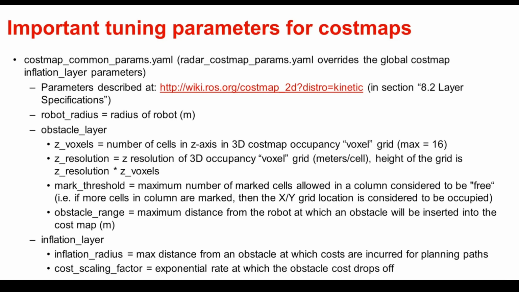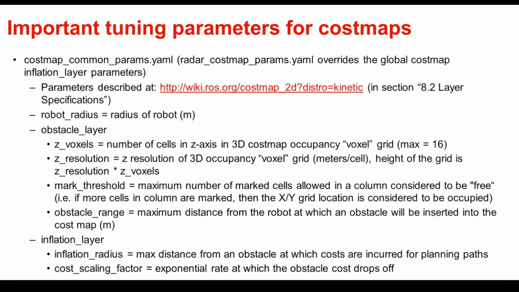Z resolution is the vertical or Z resolution of the 3D occupancy voxel grid in meters per cell. So the height of the total voxel grid would be Z resolution multiplied by Z voxels. Both of these parameters will determine where the robot can see obstacles around it, since it determines the entire volume or space vertically that it will be looking and marking obstacles in its occupancy grids.